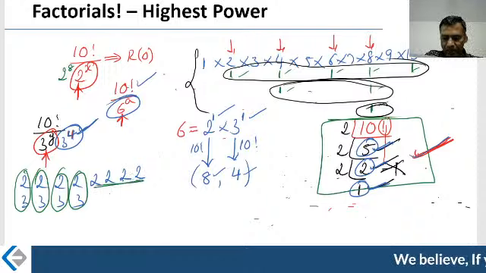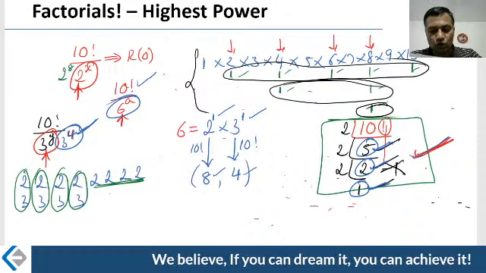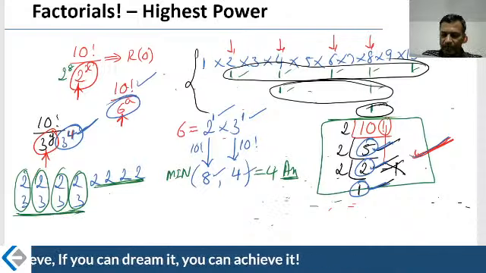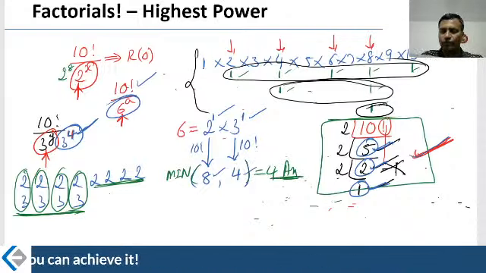You may say that, hey, I am still left with 2's. Fine, but you can't make a 6 because there are no 3's. Therefore, take the minimum of 8 and 4. What is the minimum of 8 and 4? 4. That's your answer. I showed it here, why 4 pairs. But you can get the minimum of 8 and 4, which becomes 4 as the answer.